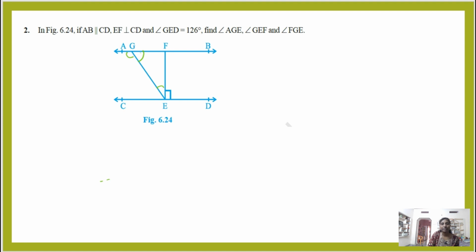Confusing, no? So, to make it easy, we will name them. Let us name it: this angle is 1, this angle is 2 and this angle is 3. So we have to find out angle 1, angle 2 and angle 3. Okay, it will be easy for us. And angle GED is equal to 126 degrees, given. This is angle GED, 126 degrees is given.